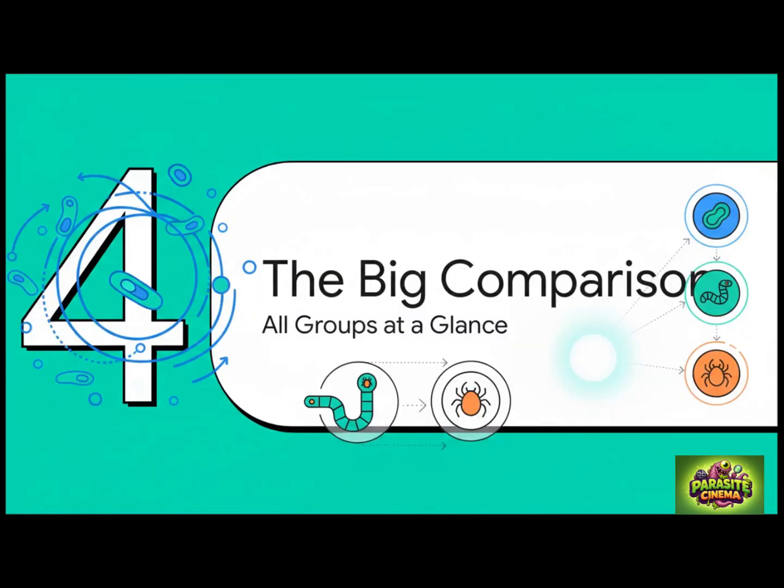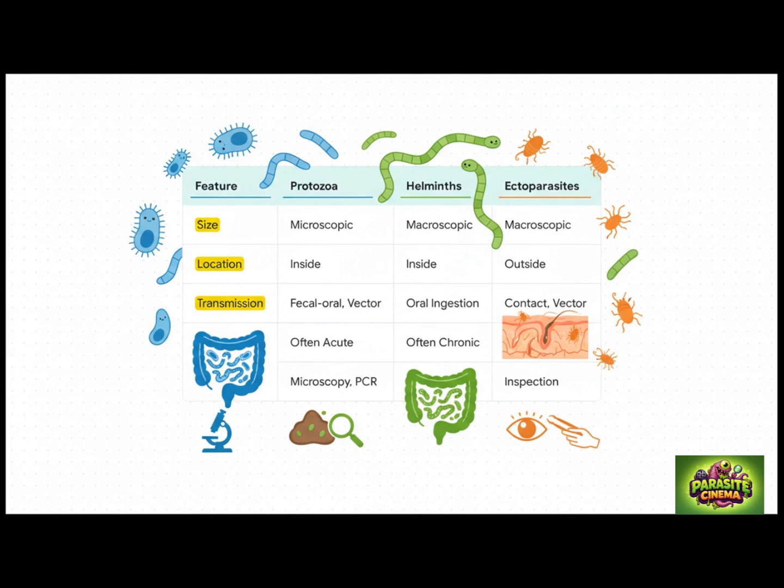Okay, time for the synthesis. Let's put all three groups side by side and look at the patterns in the big comparison. This is where it all comes together. This table lays it all out nice and clearly. Let's just walk through the rows. Size: a clean split. Microscopic versus macroscopic. Location, a simple inside versus outside story.